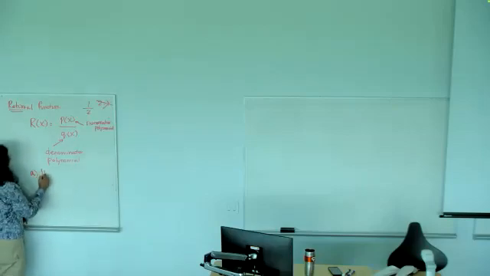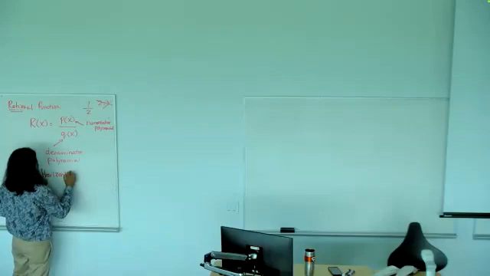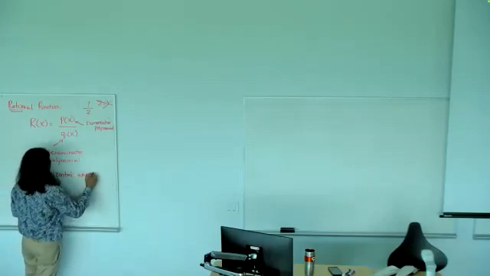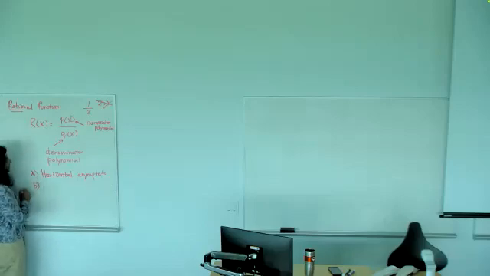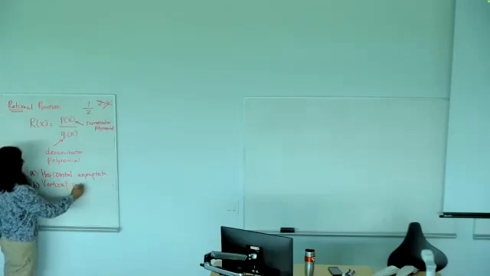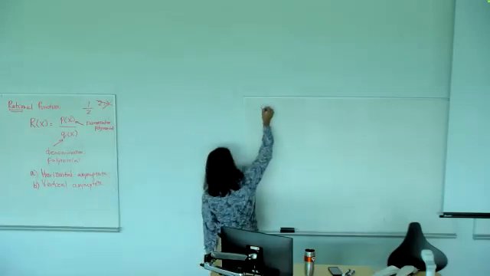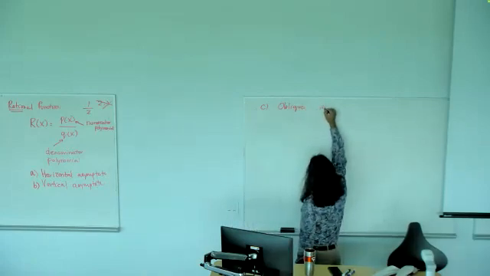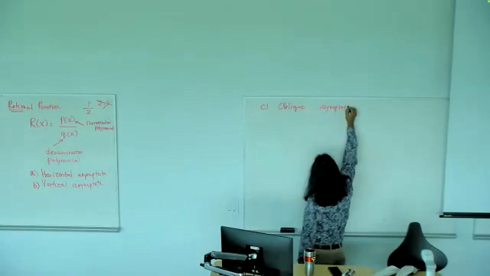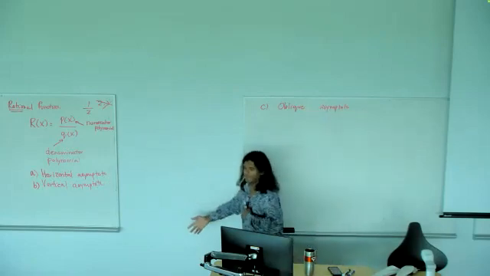A. They could happen in combination. You could have a horizontal asymptote. B. You could have a vertical asymptote. And C. You could have an oblique asymptote.